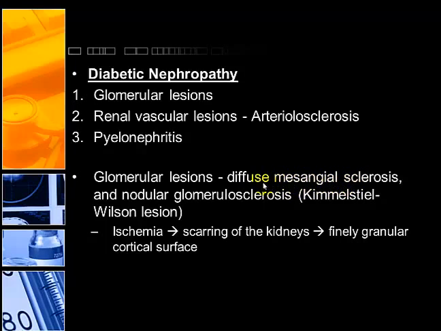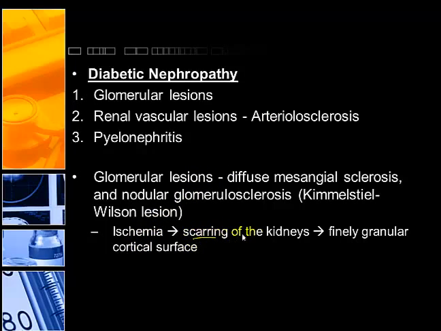That means there is diffuse sclerosis of the mesangium and nodular glomerulosclerosis, also called KW lesions, which are very specific for diabetes mellitus. So because of continuous ischemia, and why ischemia? Because of narrowing of the lumen of the blood vessels. Why narrowing of the lumen of the blood vessels? Because of arteriolosclerosis, atherosclerosis. So there will be a narrowing of the lumen which will lead to ischemia.